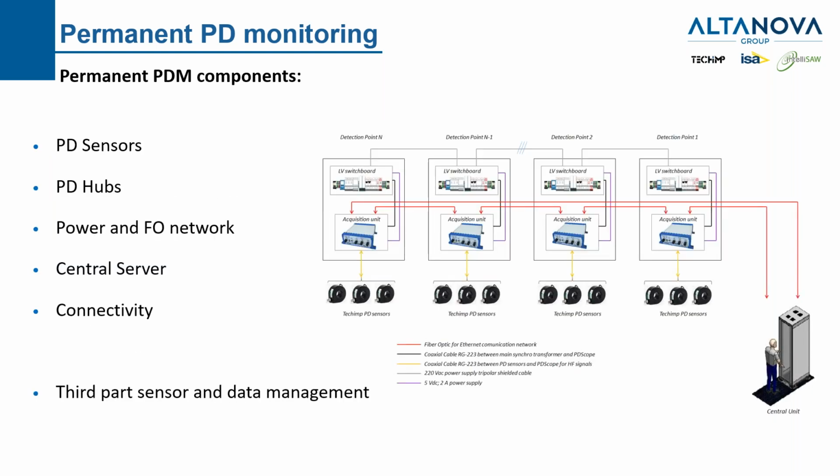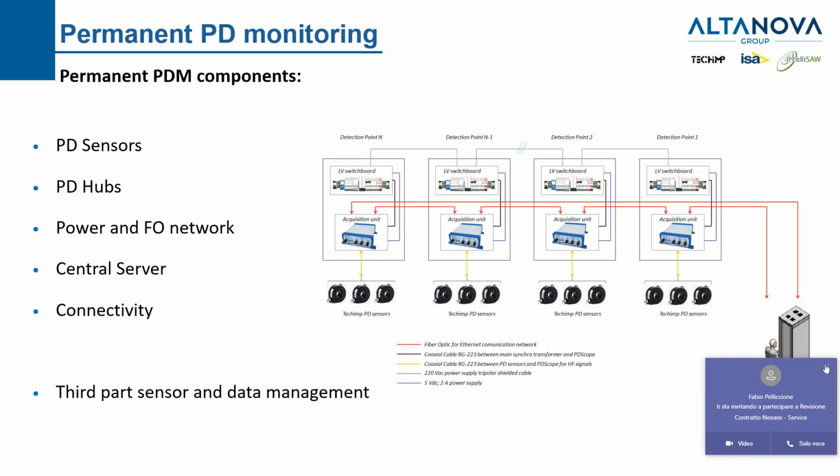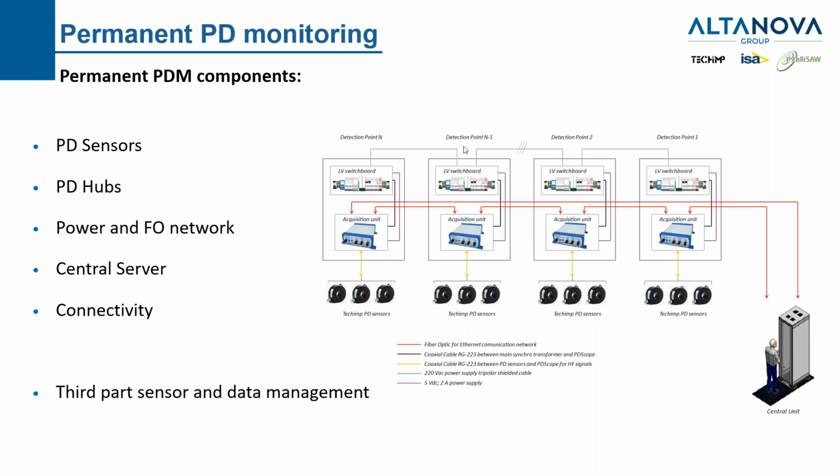What are the components we can have in the partial discharge monitoring? We will have a sensor, an acquisition unit, a detection point, and a low voltage switchboard for each detection point. Then we will have a communication made with the red lines, if you can see. And in the end, all this data, acquired by the sensor and sent to the acquisition unit, made digital, will be sent to a server where all the data will be analyzed and the alarms will be eventually triggered.